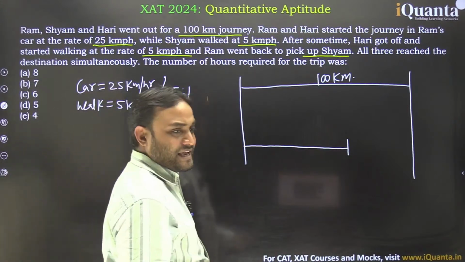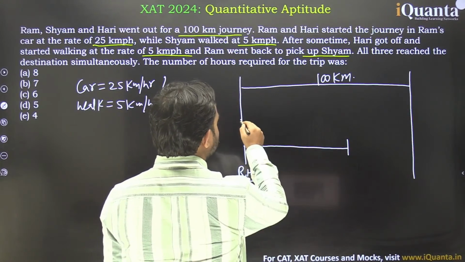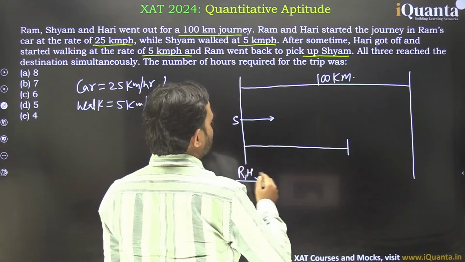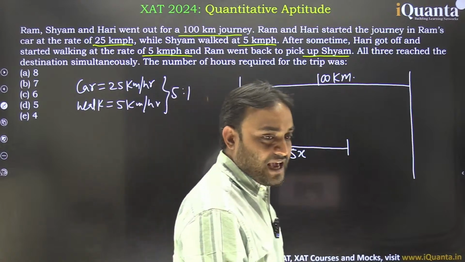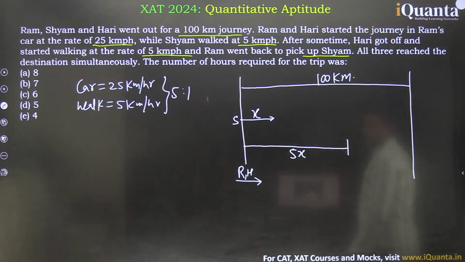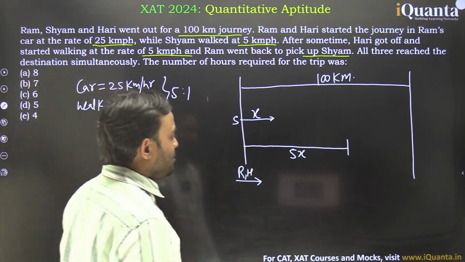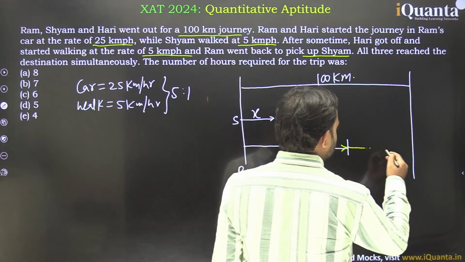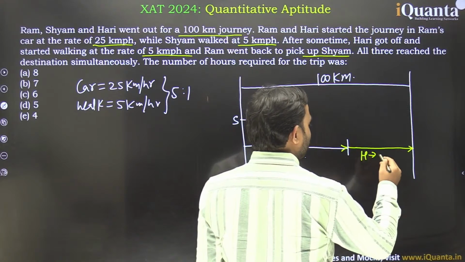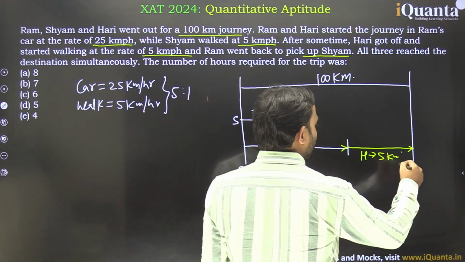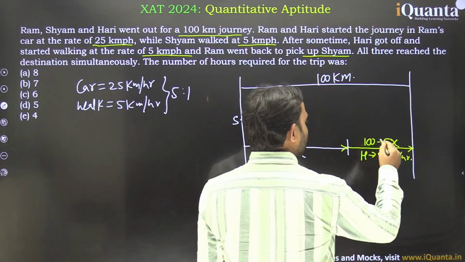So the ratio of speed is 5:1. So if we say that Ram and Hari have started from here and Shyam started from here, the distance travelled by Ram, if it is 5x, the distance travelled by Shyam must be x in that time, right? In that time Shyam must have travelled distance x. Now what happened is that Hari now walks from here. Speed of Hari is 5 kilometer per hour, and the distance remaining is 100 minus 5x, right?